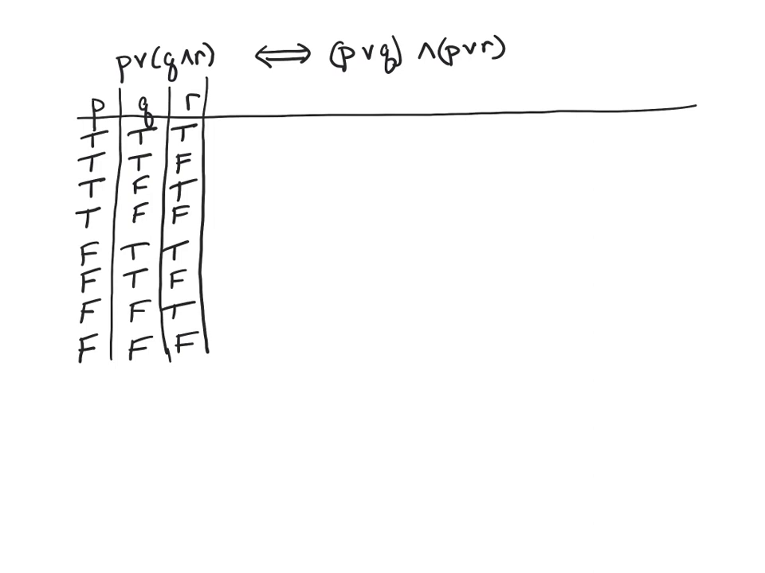Well, we're going to start on the left side. And we always make columns for the parentheses. So we have Q and R. And then we're going to put that together with P or Q and R. So when we write the truth table for this column, we're going to look at the previous column.